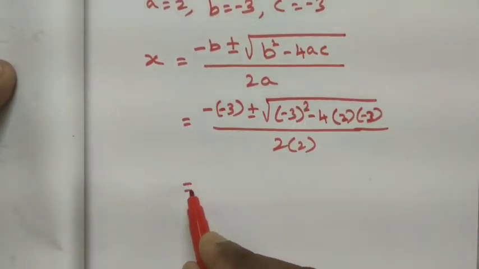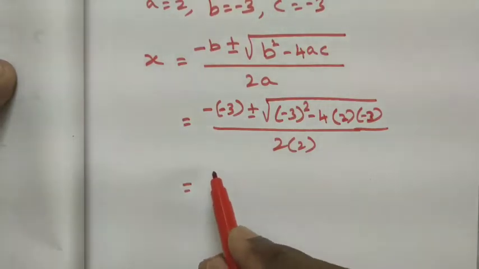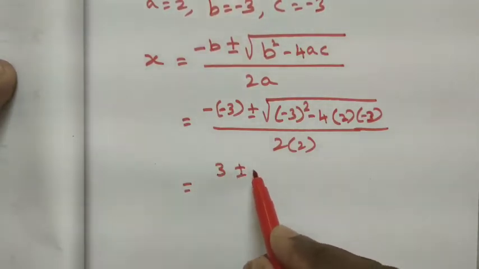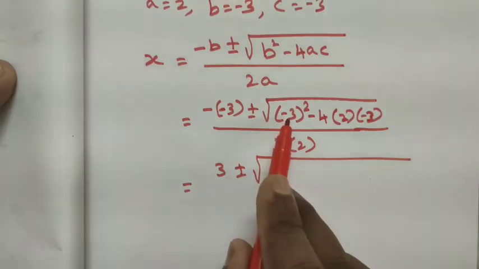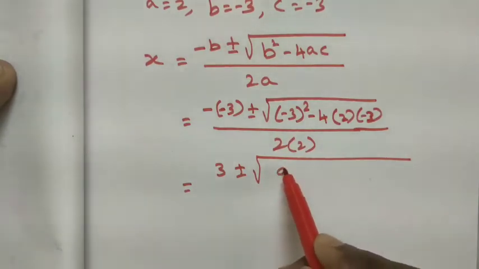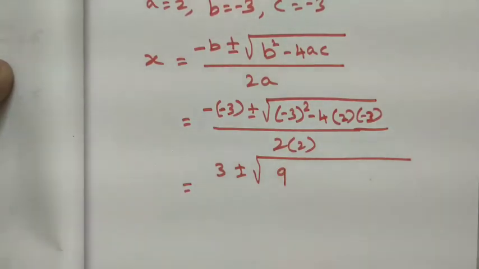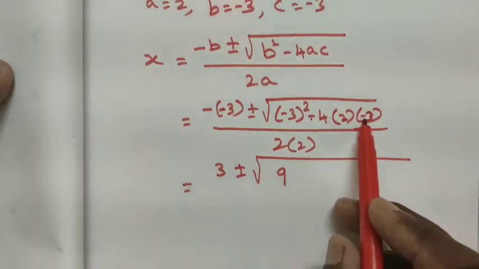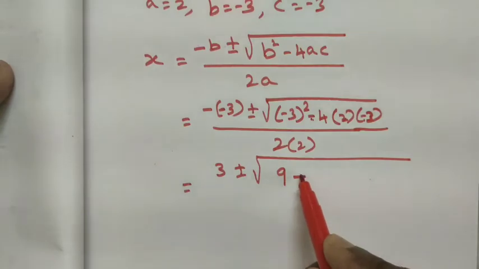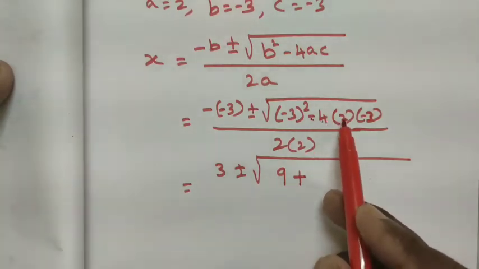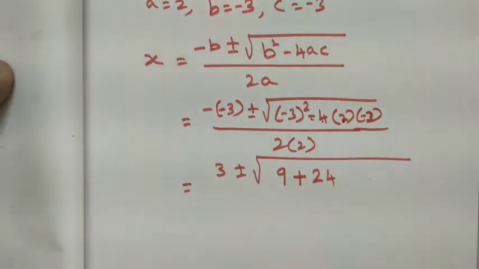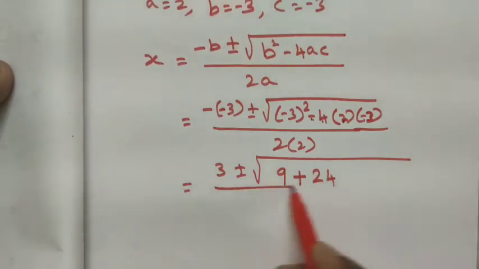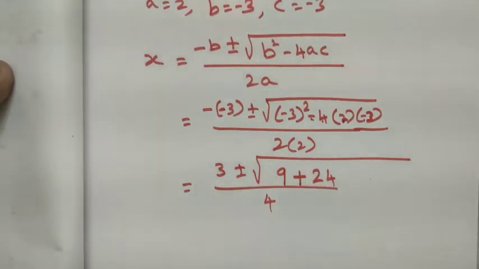Then this term is equal to minus into minus is plus 3, plus or minus root of minus 3 into minus 3 is 9, right? Minus into minus is plus, 3 into 3, 9. Here also we have minus, here also we have minus, so minus into minus is plus, 4 2s are 8, 8 3s are 24, whole divided by 2 2s are 4.